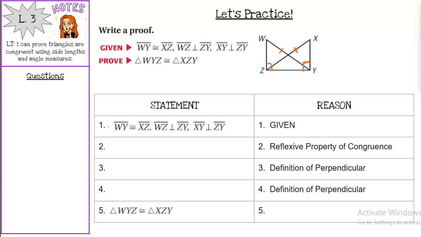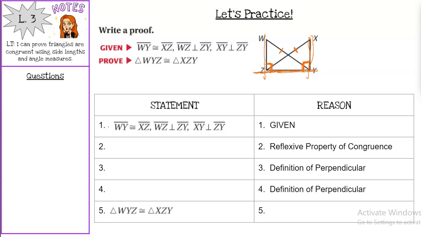So let's keep going. WZ is perpendicular to ZY. Well, yes, WZ perpendicular to ZY. That means they're going to make that 90-degree angle. Perfect. XY is perpendicular to ZY. So you have XY perpendicular to ZY. That's going to make that 90-degree angle. We're off to a great start.